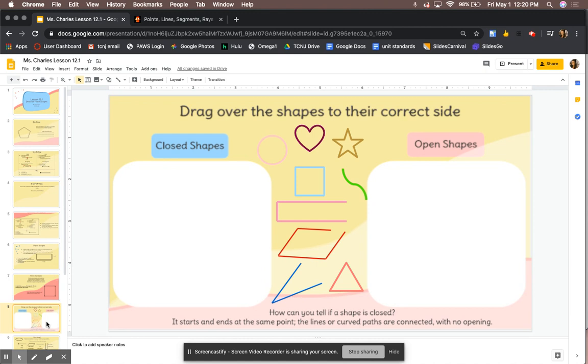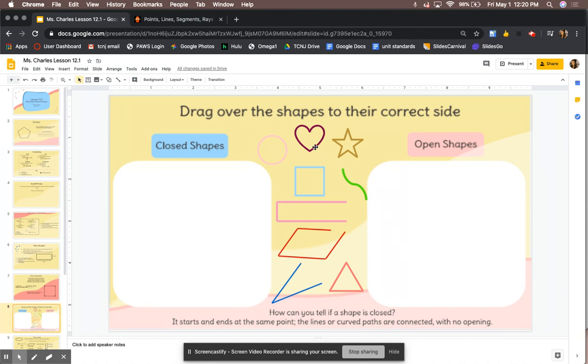It says drag over the shapes to their correct side. So closed shapes and open shapes. And if you get confused, down here, it says, how can you tell if a shape is closed? It starts and ends at the same point. The lines or curved paths are connected with no opening.